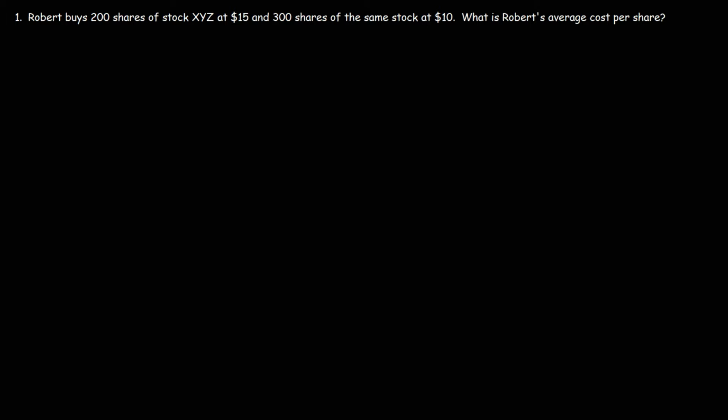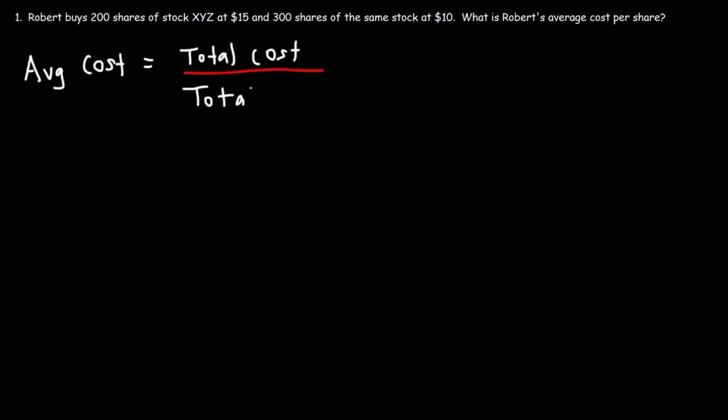Feel free to take a minute and pause the video if you want to try this problem. But first, let's begin with a formula. So the average cost is going to equal the total cost divided by the total number of shares that he owns.